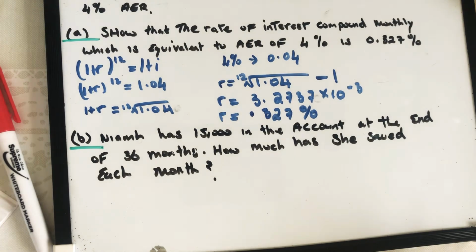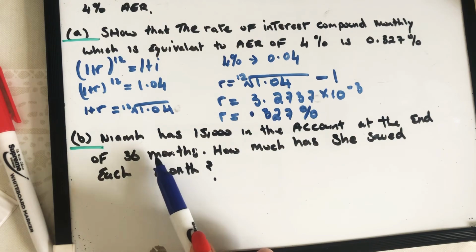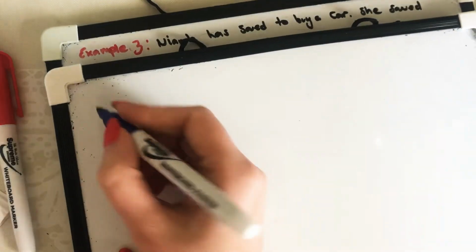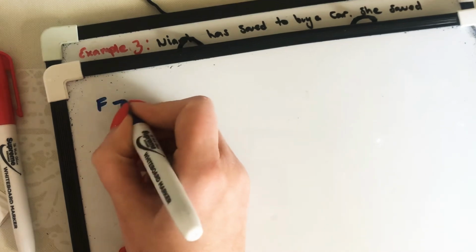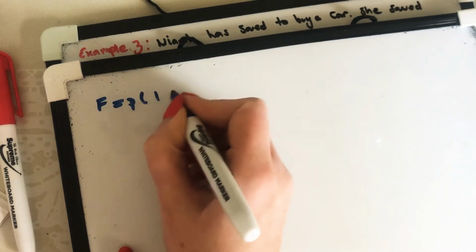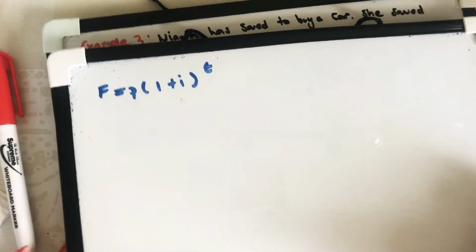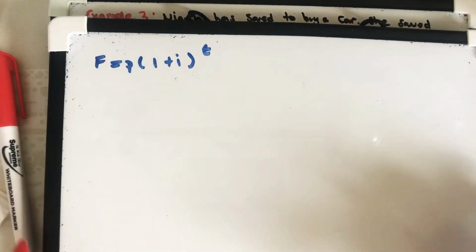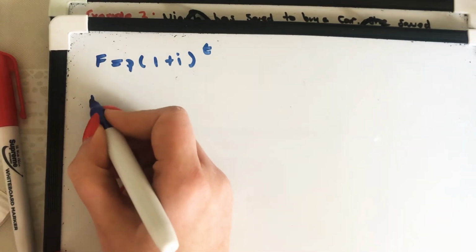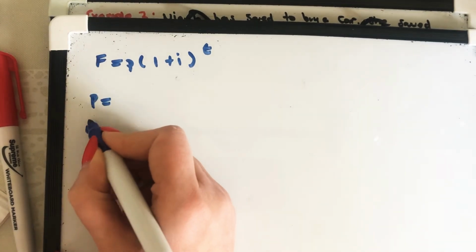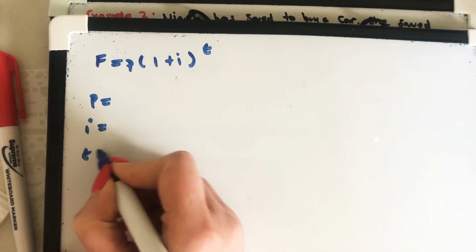Part B. Neve has €15,000 in the account at the end of 36 months. How much has she saved each month? So first of all, we're going to identify that we have 36 payments. So we have the formula F is equal to P (1 + I)^T, because we know we're saving for the future, so it's the F formula. And from this, we have to know what is P, what is I, and what is T.